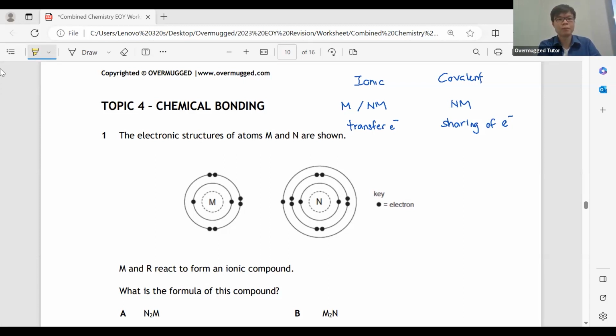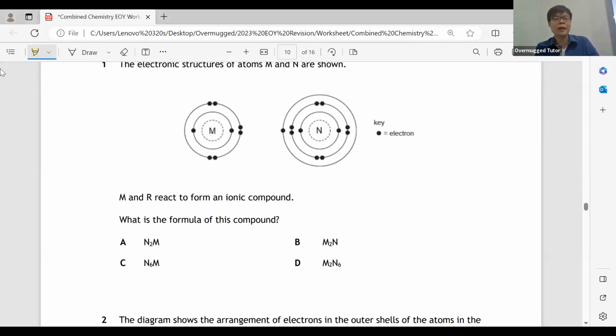Then let's go through. The electronic structures of M and R are shown. M and R react to form an ionic compound. Even if they don't tell you this, they kind of expect you to know. Since you have the electronic structure, same thing, you can go and match. This is 2.6, this is actually oxygen. Then this is 2.8.1, which is sodium. Metal, non-metal will give you an ionic compound.